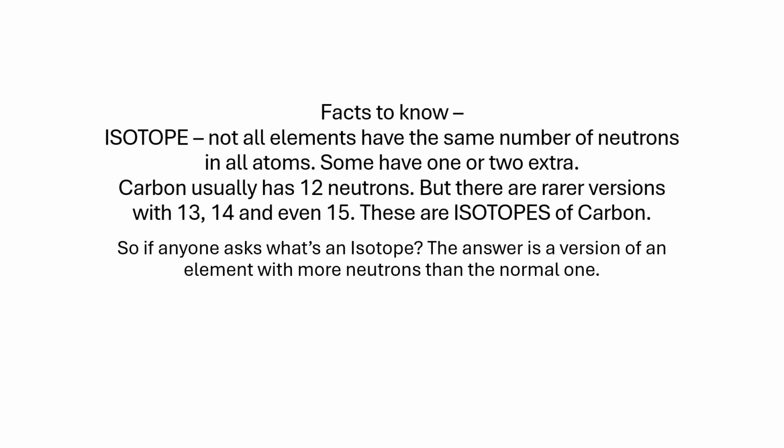So facts to know, there is a word called isotope. Now, not all elements have the same number of neutrons in all atoms. Some have an extra 1 or 2, sometimes even 3 or 4. So an element, for example, carbon is the best example. Carbon usually has 12 neutrons. Most carbon atoms have 12 neutrons, but there are rarer versions that have 13, 14, and even 15. And these are all isotopes of carbon. They're versions of carbon, and those versions have extra neutrons. So if anybody asks what is an isotope, the answer is a version of an element with more neutrons than the normal one.